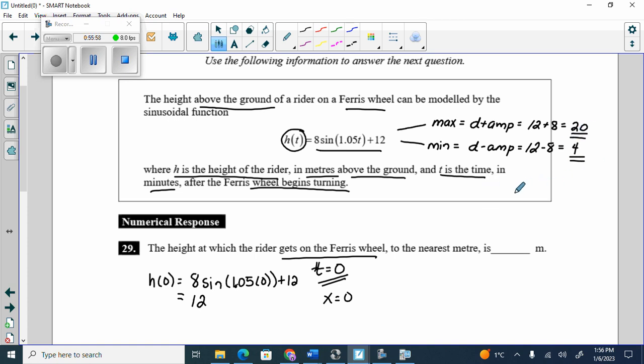So if I make my window, my y minimum, 0, and I want to see the top of the Ferris wheel, I can just make my y max higher than 20, so 21. If I do that, I have the window for that.